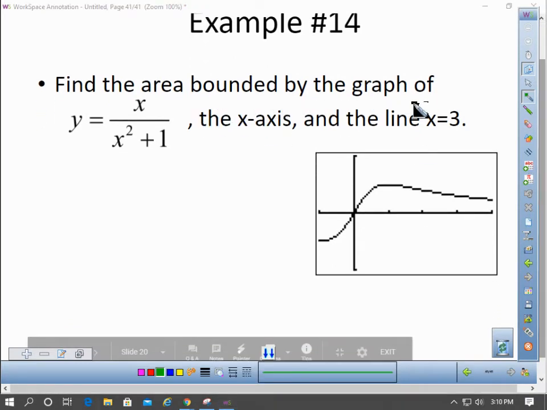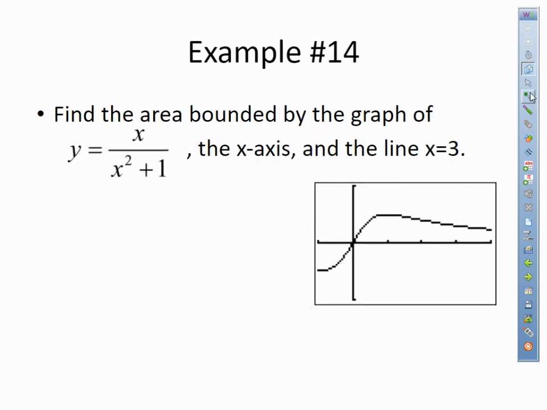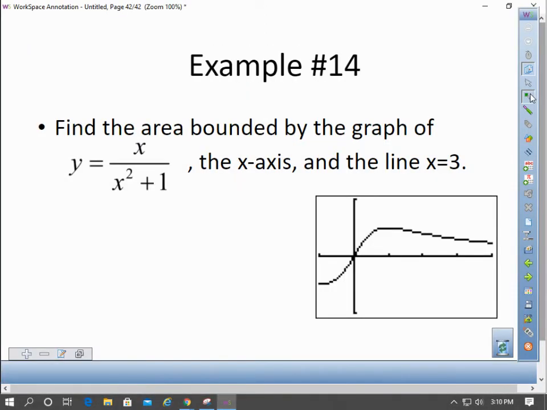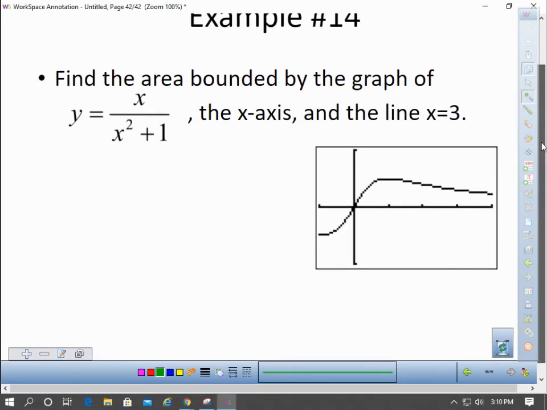Find the area bounded by the graph. Let's get rid of that bar on the bottom. There we go. Find the area bounded by the graph of y equals x over x squared plus 1, which is this graph, the x-axis, okay, so the x-axis is here, and the line x equals 3, which would be a vertical line at 3.